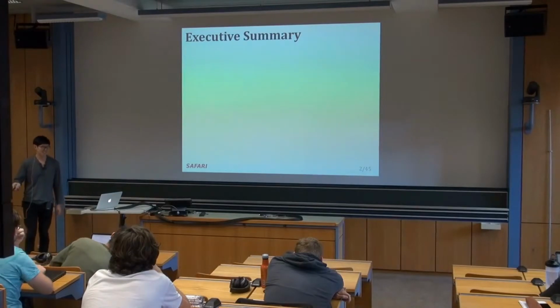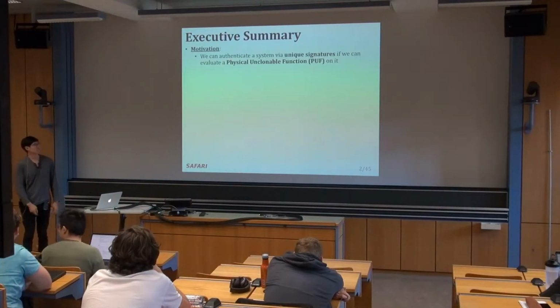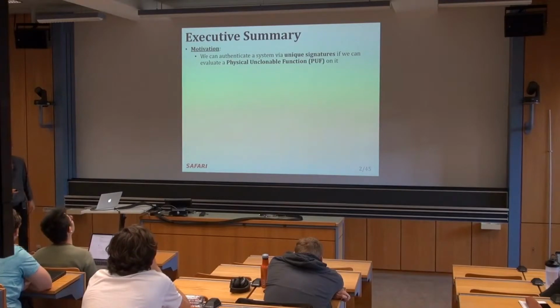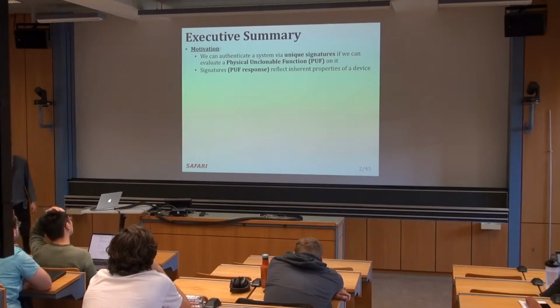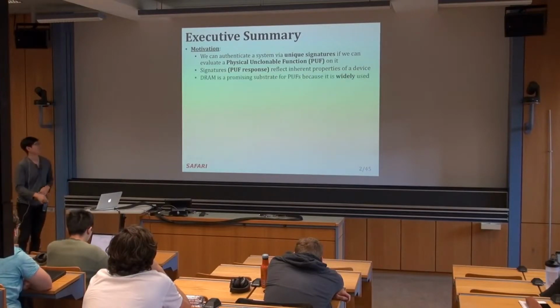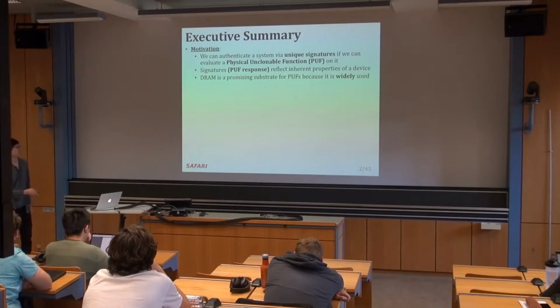I'll start off with an executive summary. Our motivation is that we can authenticate a system via unique signatures if we can evaluate a physical unclonable function, or a PUF, on it. These signatures, or PUF responses, reflect inherent properties of the device, and therefore these responses are unique to the device that generated them. DRAM memory technology is a promising substrate for PUFs because it contains many small units which can be used to evaluate the PUFs, and it is very widely used in many modern computer systems. A DRAM PUF would enable you to essentially authenticate any system with a DRAM device on it.